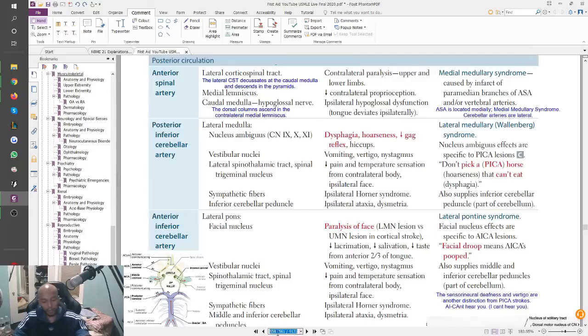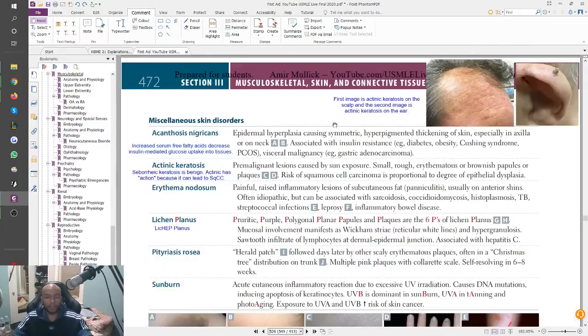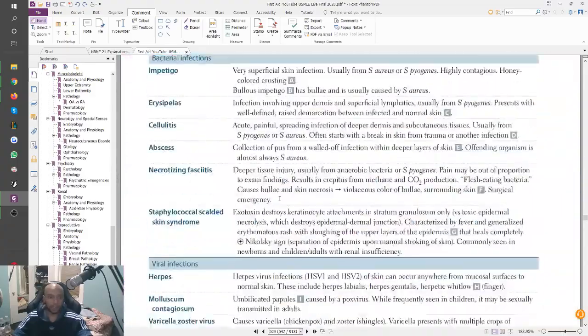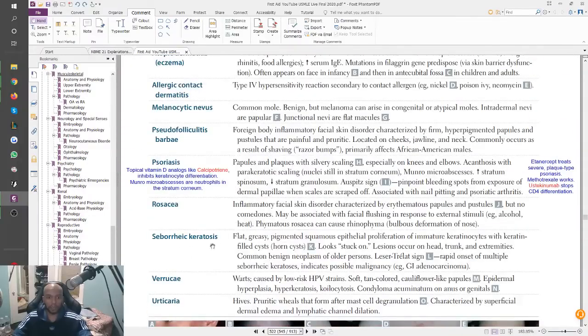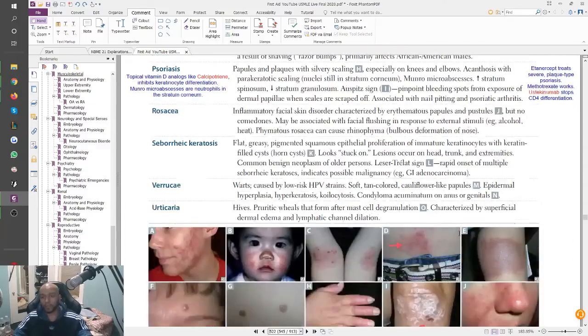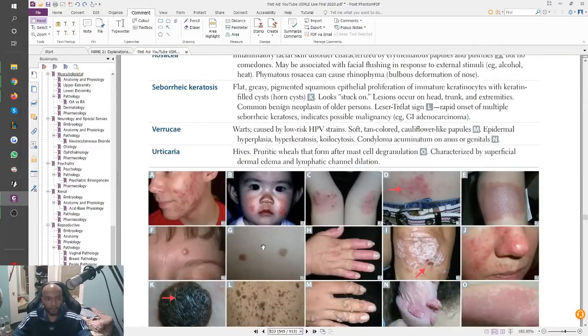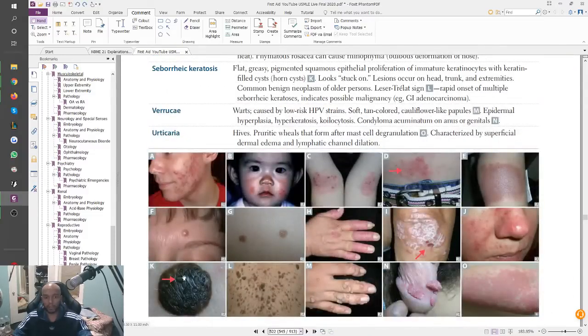So let's take a look at what's happening with that. Right, miscellaneous skin lesions, and you have your actinic keratosis. Seborrheic keratosis is benign. Actinic has action because it can lead to squamous cell carcinoma, right? But seborrheic keratosis, I think, is discussed in an earlier part of this section. Right here, seborrheic keratosis. Flat, greasy, pigmented squamous epithelial proliferation of immature keratinocytes, and it looks like image K. Like this, right? So it's really dark, and there is a little horn type of thing sticking out here too, right? It looks stuck on, horn cyst, but that's not what our patient had.